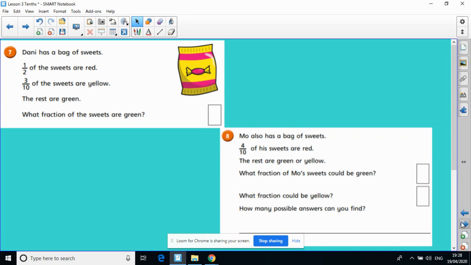Question 8. Mo also has a bag of sweets. 4/10 of his sweets are red. The rest are green or yellow. What fraction of his sweets could be green? What fraction could be yellow? How many possible answers can you find? Pause the video and write your answers in your books.